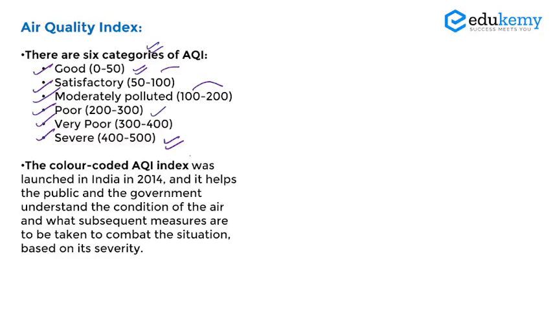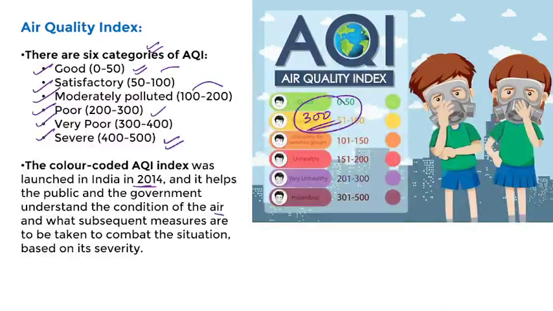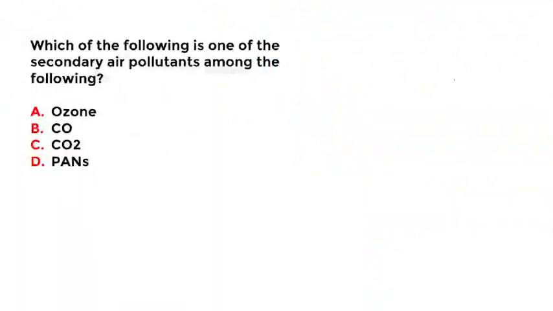So the color coded AQI was launched in India in 2014 and it helped the public and government to understand the condition of air. So we generally see the air quality index of Delhi around 300, literally around 300. It is rarely seen that the air quality index came down to 200 or something. Rarely seen in Delhi. All right. So the situation in Delhi is just like this. You have to wear these masks and then move around. I'm literally telling you.